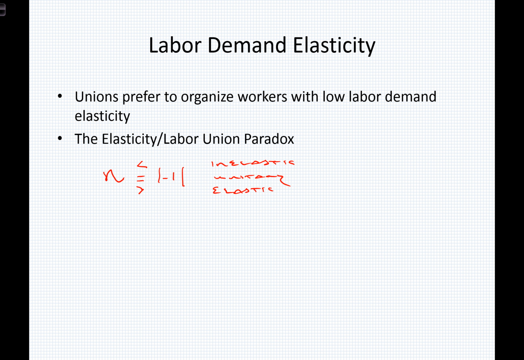Well, what does elastic and inelastic mean? Just as a quick reminder, inelastic would suggest that there's not very many substitutes for the type of labor, such that a change in wage is going to yield a smaller change in number of workers. So we know that workers keep their jobs largely if they are highly unsubstitutable when their wages increase. However, elastic workers are very substitutable. They can be substituted by numerous other forms of labor, or they can be substituted by numerous forms of technology. So they're very substitutable.